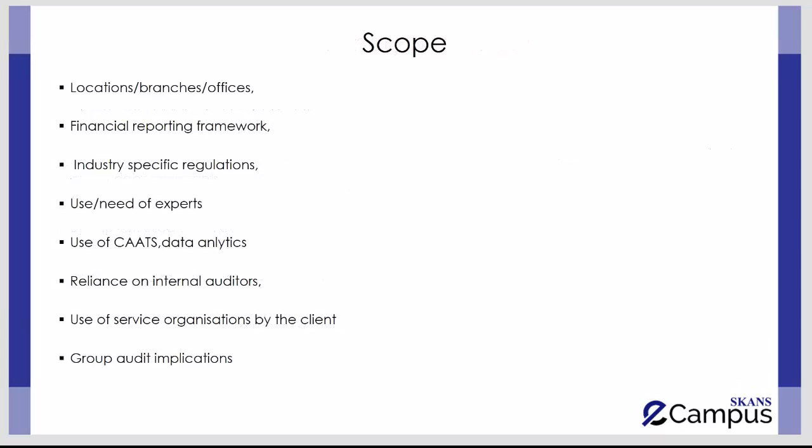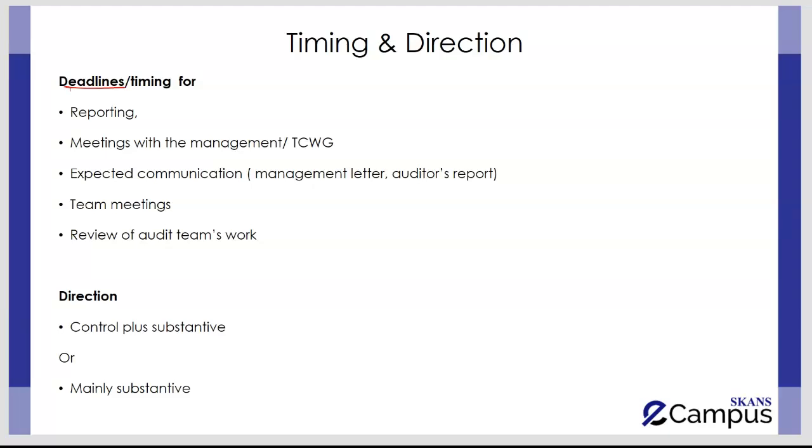We need to evaluate the scope as well. This includes making sure we understand where the locations and branches are so we can get the information from those locations and branches, making sure they're using the right financial reporting framework, finding out if there are any industry-specific regulations that increase the scope of our work, and evaluating whether we're going to use experts in any part of the audit. Are we going to be using computer-aided audit techniques like test data, audit software or data analytics in our audit? Are we going to be using the work of internal auditors? Has anything been outsourced by the client, which means we might have to use the work of a service organization and their auditors? And if it's a group audit, this would have separate implications that are going to be covered in a separate video entirely. At the planning stage, we're going to be setting deadlines as well for reporting, for meetings with those charged with governance, any letters, communication that's going to take place, team meetings, etc.